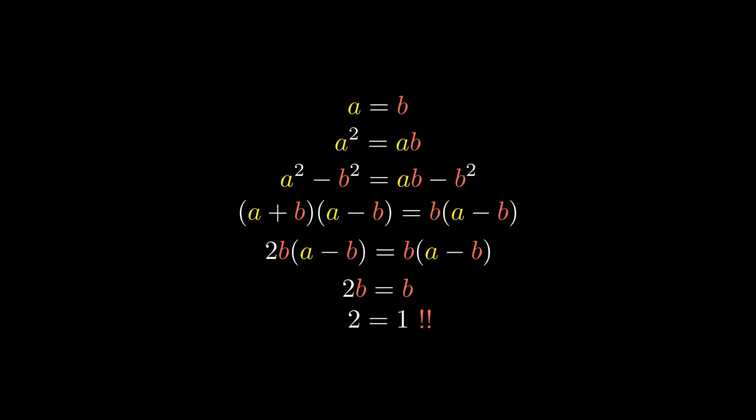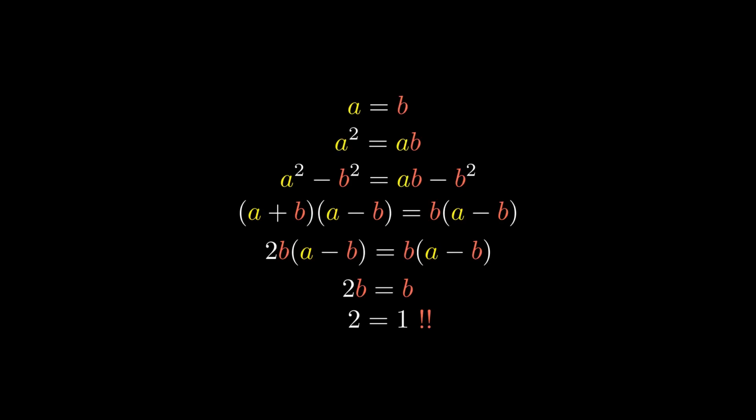If you missed the step with the error and you want to find it on your own, you may pause the video at this point and try to spot it. As previously discussed, there is a division by zero error at step 5. We began with the assumption that a equals b, which implies a minus b equals 0. Therefore, dividing both sides by a minus b would result in a division by zero error. That was the teaser act of this magic show.